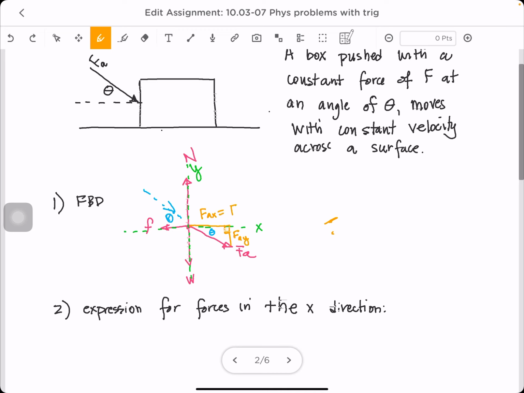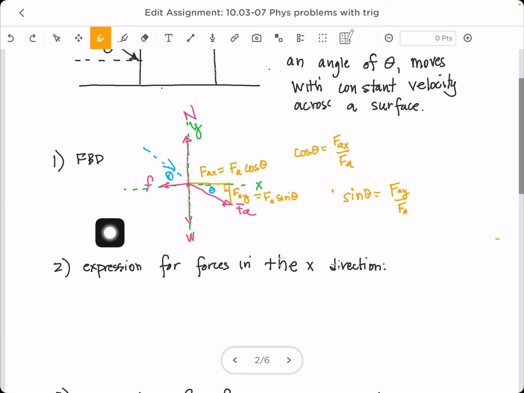This is going to be FA cosine of theta. Again, remember, cosine of theta is equal to FAX over FA. And then FAY is going to be FA sine of theta, because the sine of theta is equal to FAY over FA, or opposite over hypotenuse. So in the X direction, I've got F and FAX.